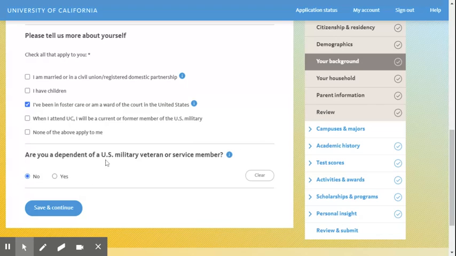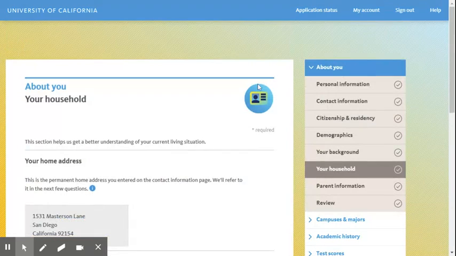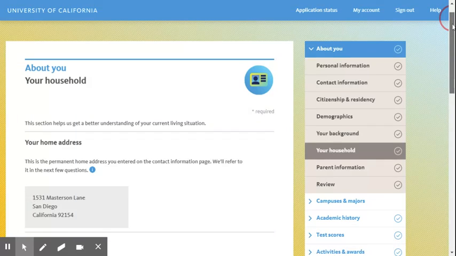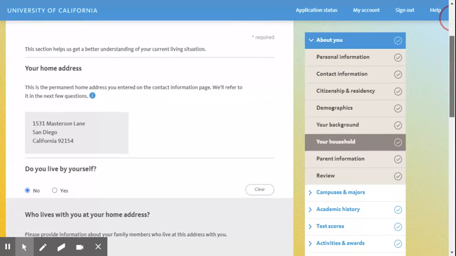If you are a dependent of a U.S. military veteran or service member, make sure you click on yes. If you are a dependent of a veteran that's been in service for 20 years or more, there's definitely options available for you where you can get tuition covered for public universities. If you have a question about that, go ahead and let me know, and I can help support you for that. I also was able to go to UCSD for free because of that situation for my dad. He served for 20 years.